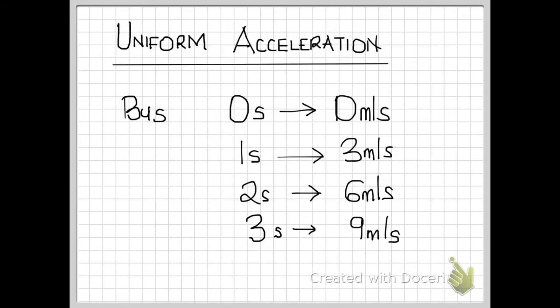So from what we can observe, there's a gradual, constant increase in the velocity. Each second, the velocity increases by 3 meters per second more. So we can say that the velocity of the bus is increasing by 3 meters per second every second, which gives us an acceleration of 3 meters per second squared.